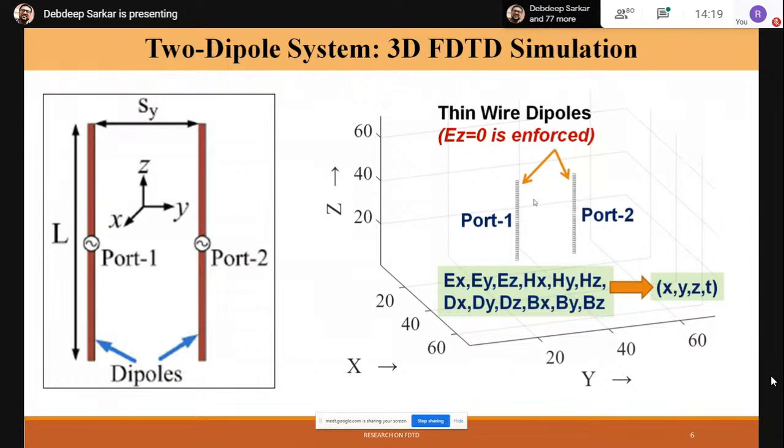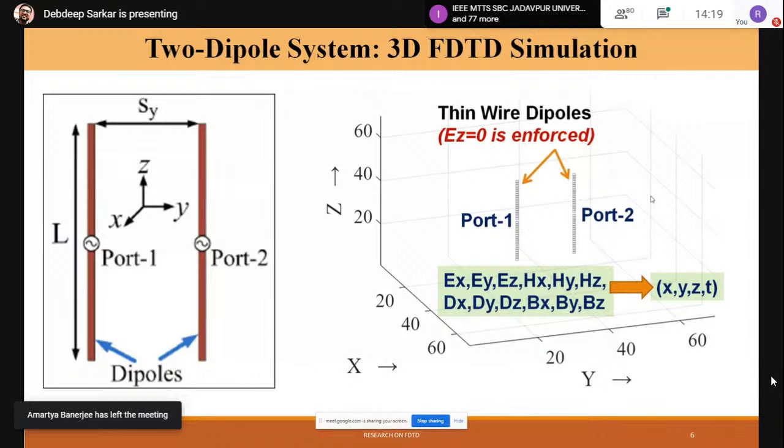This is the way the physical intuition or physical understanding of the system properties will help you to realize a model of your system. So in this case, you can see the entire rest of the thing is free space. I am not complicating my life here. I am just keeping two thin wire dipoles enforced by this Ez equals 0 boundary condition. But I have to store all these values in terms of space, and I have to update them using time. So that I have to do.